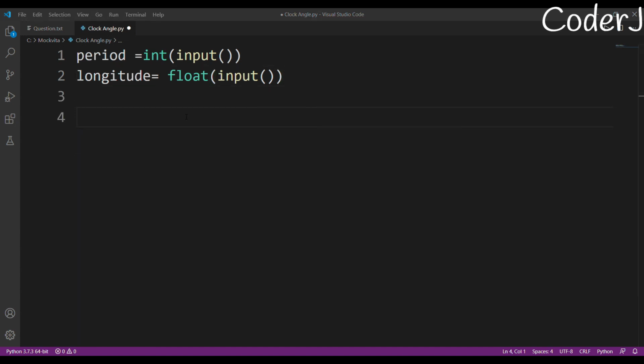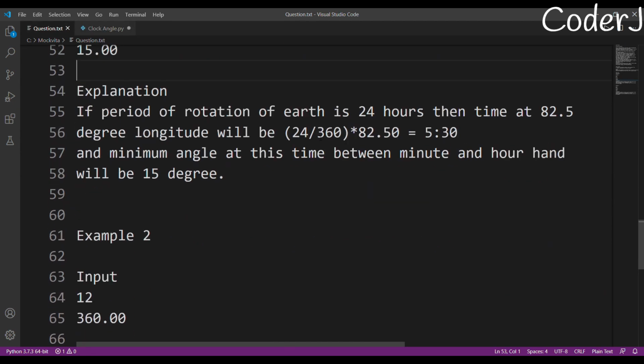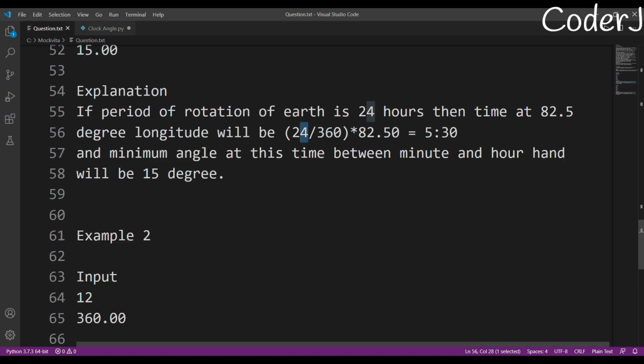Okay, after that, how do I calculate my time? Where was my test case? So input 1 divided by 360, multiplied by input 2. Input 1 is my period, divide by 360, and multiply by input 2, which means longitude. Okay, so now I have my time, what my current time is. It will give me a value of 5.5.